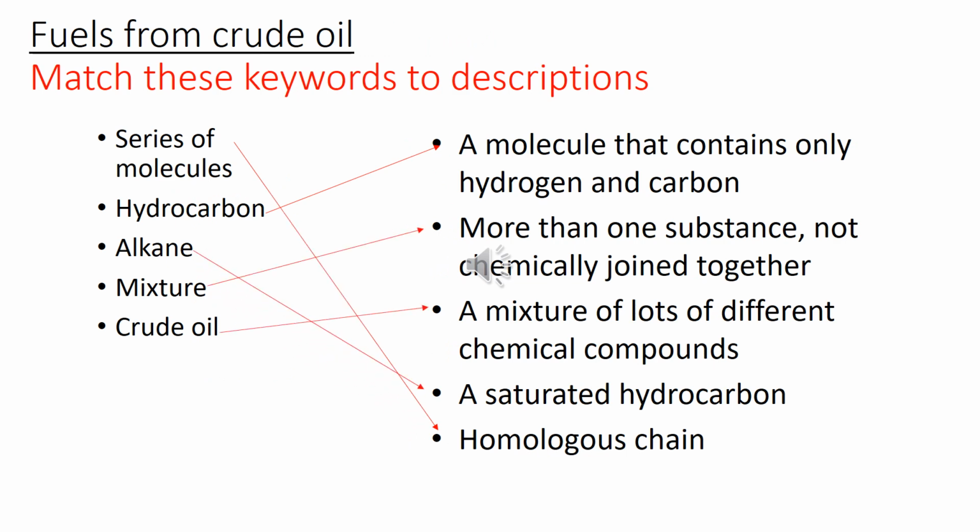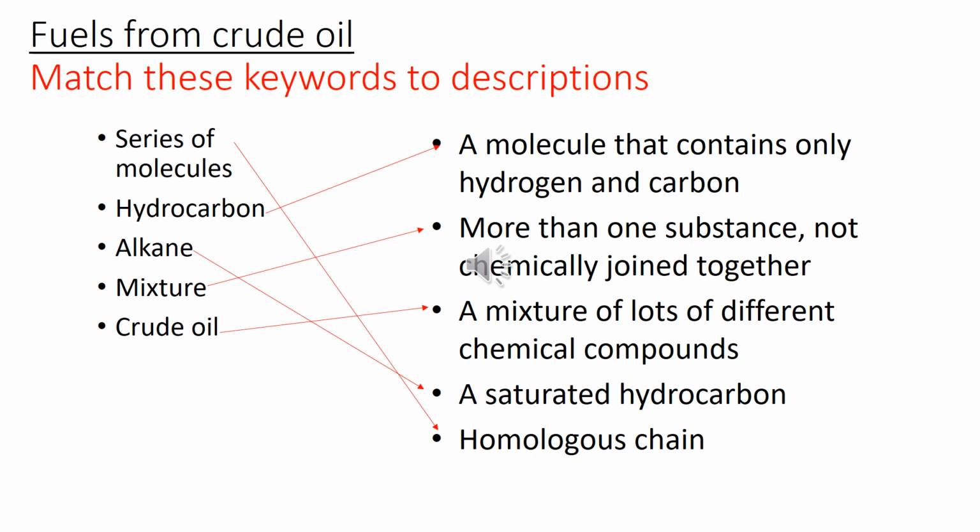Okay, so the answer for the first one, series of molecules, is homologous series. A homologous series is a family of hydrocarbons with similar chemical properties that share the same general formula. For example, alkanes have the same general formula, CnH2n+2. So all the hydrocarbons in the alkane series, that would be methane, ethane, propane, and butane, all belong to the same family group. That is alkanes.